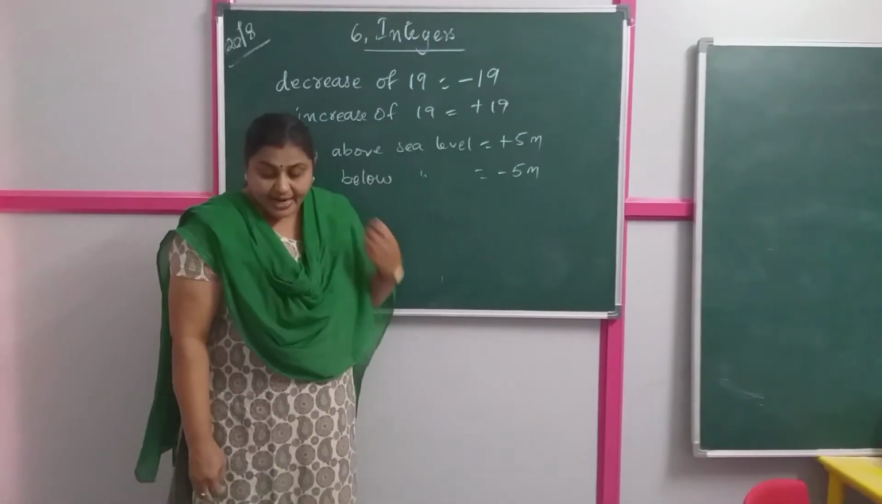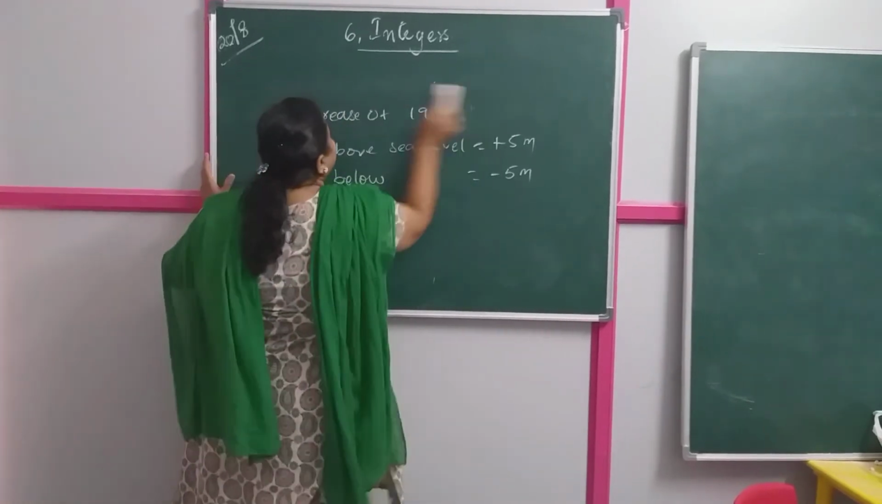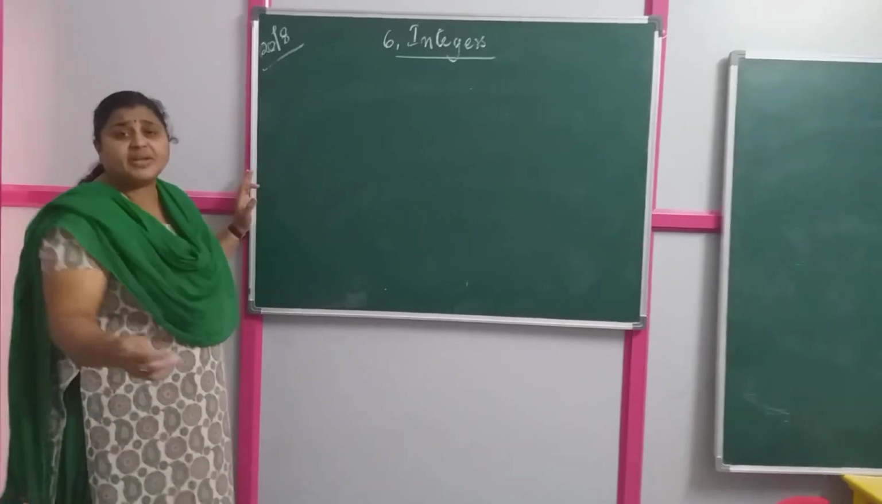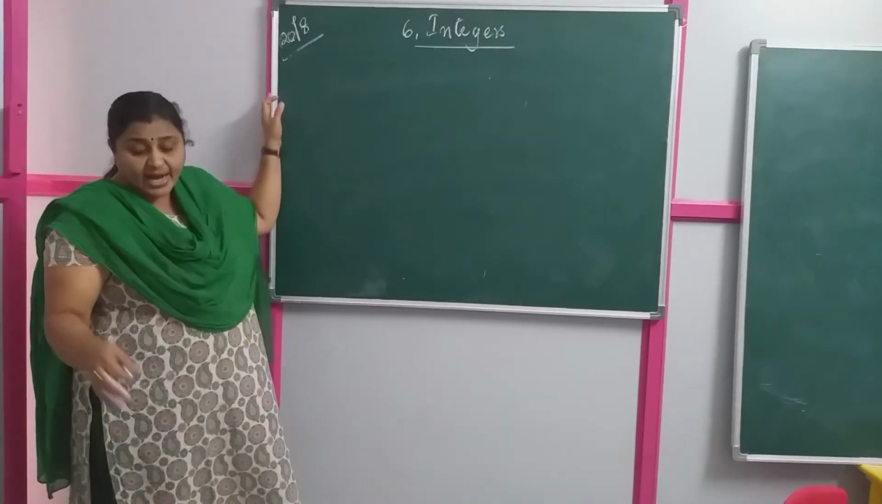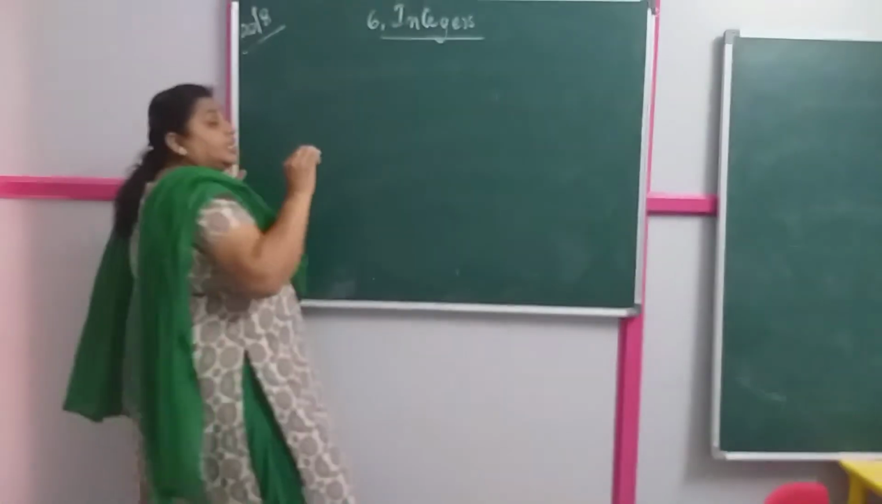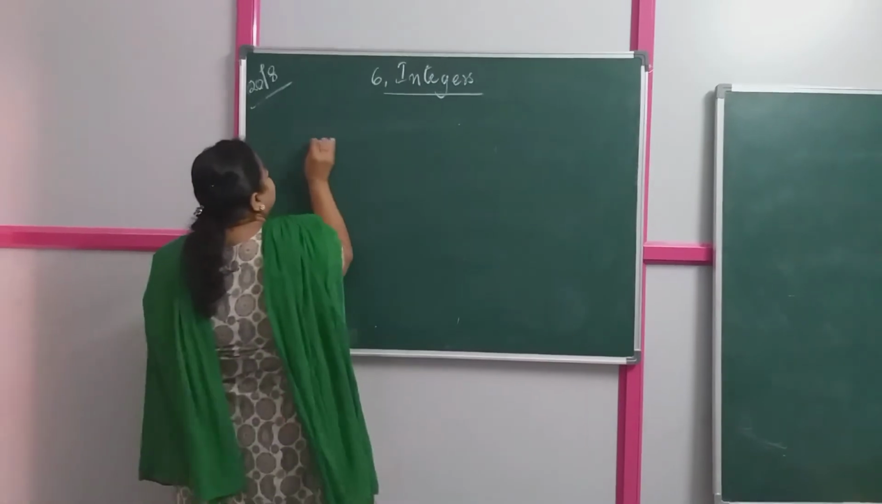And next, write all the integers or represent the following numbers on the number line. You know very well how to represent the numbers on the number line. Now I'll just tell you one simple example. I'm teaching two questions with the same procedure. Now let us draw one number line.